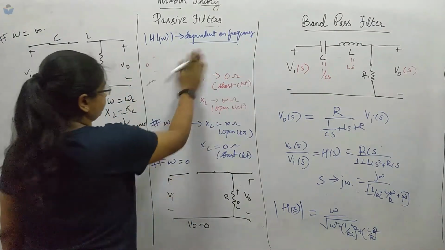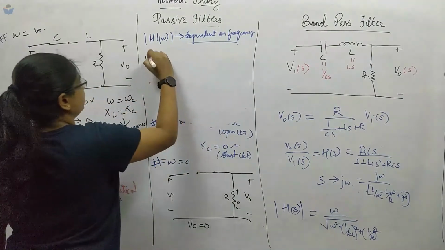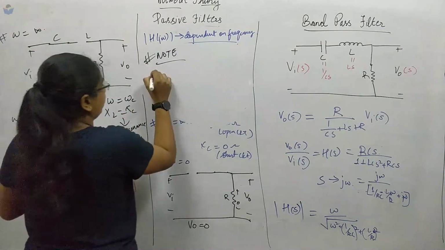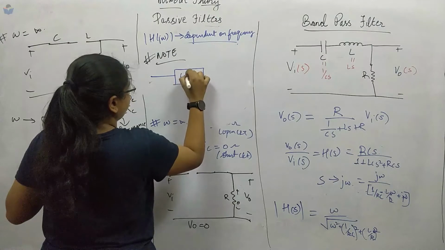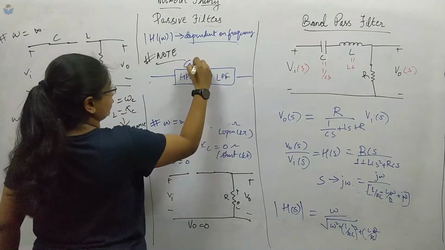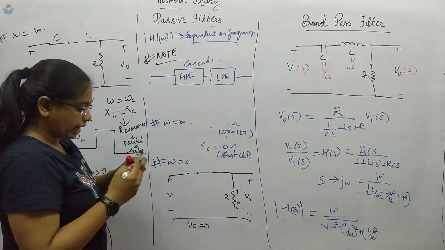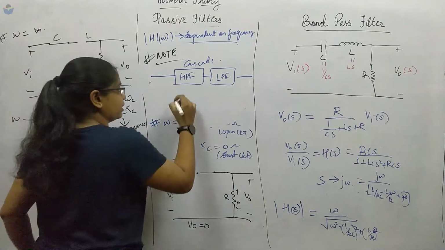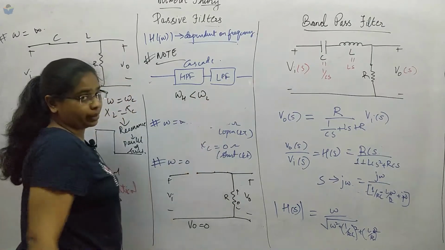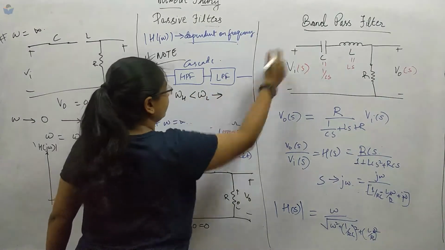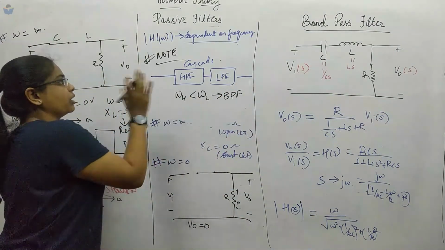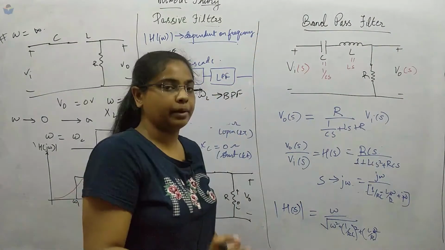Also, there is one more note point over here. When a high pass filter and a low pass filter are connected in cascade, it should also satisfy the condition that the higher cutoff frequency should be less than the lower band frequency. Then only we can say that it is a band pass filter. So this is one more condition by which you can easily identify a band pass filter.